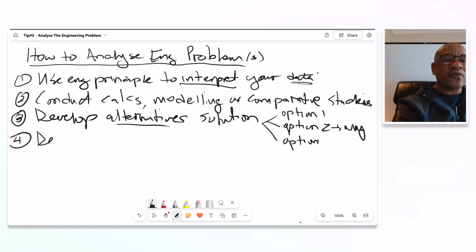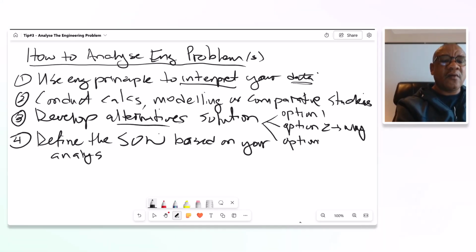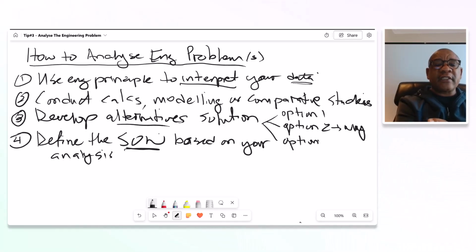And the fourth thing that we need to do then is to define the scope of work based on your analysis. So you analyze a particular problem, you've done some calculation or some modeling or some comparative studies, and you have developed some alternative solutions. So you say, based on this data that I have, therefore the scope of work in order to fix this problem, to solve this problem, I'm going to do 1, 2, 3, 4, 5. So you need to share what the scope of work is.